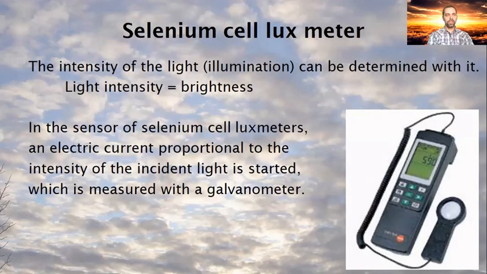The last measuring tool I will talk about is the selenium cell lux meter, which is measuring the intensity of light, actually the illumination. In its sensor, an electric current is building, which is proportional to the intensity of the incident light. And this current is measured with a galvanometer. On a picture here, you can see a photographer tool, but smartphones with a camera also have the same lux meter to determine the shutter speed.